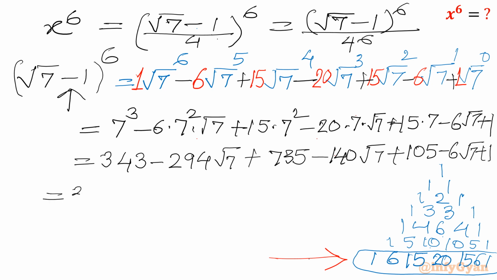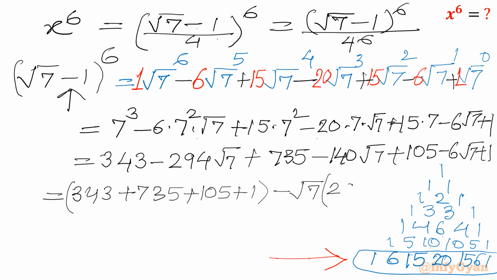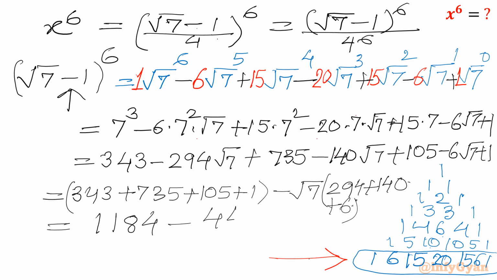Now I can write 343 plus 735 plus 105 plus 1 and then minus root 7 in bracket 294 plus 140 plus 6. That's it. Now the addition in this bracket will give us 1184 minus 440 square root 7. So this is our numerator of the expression.